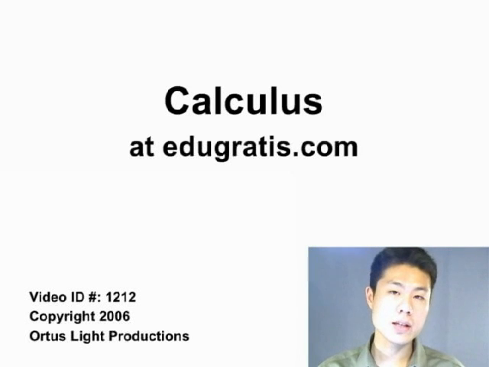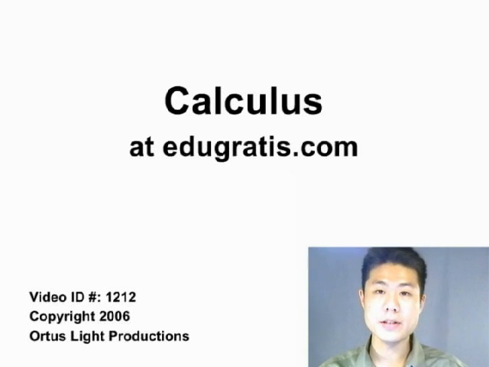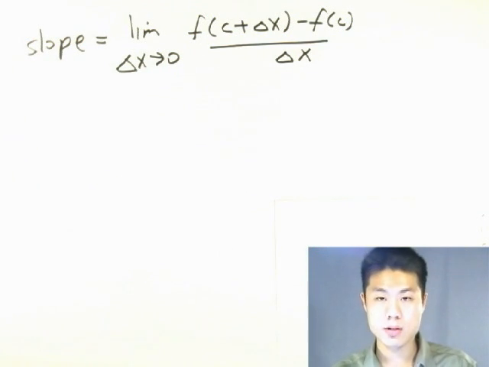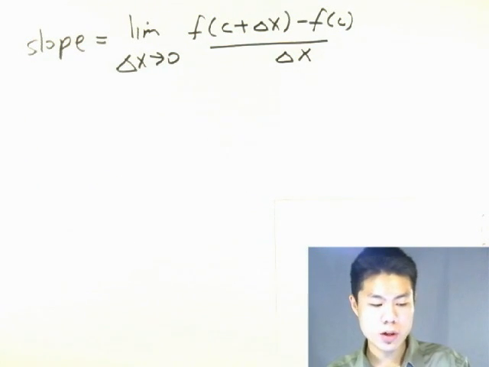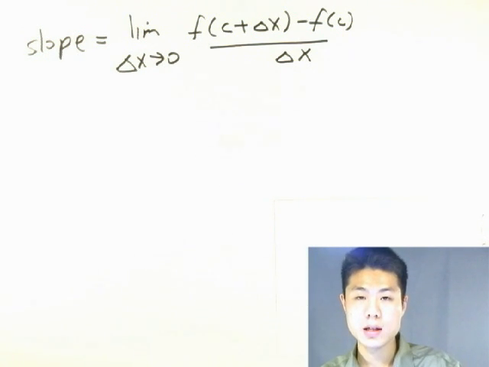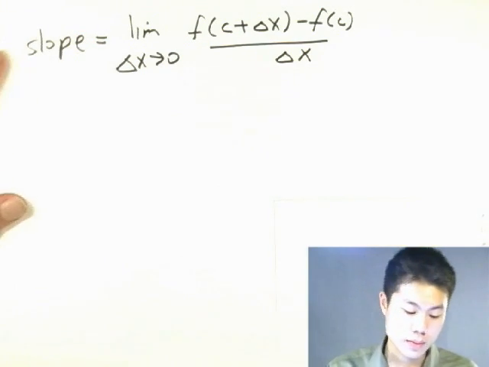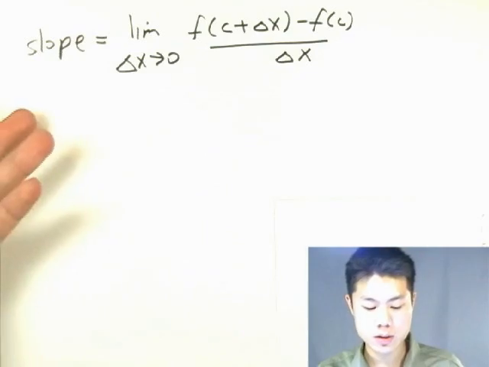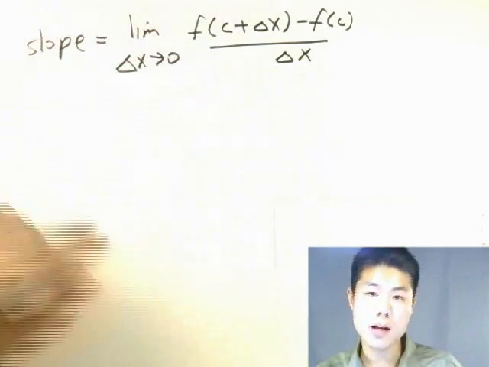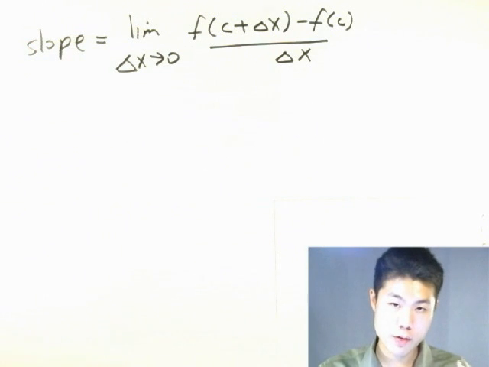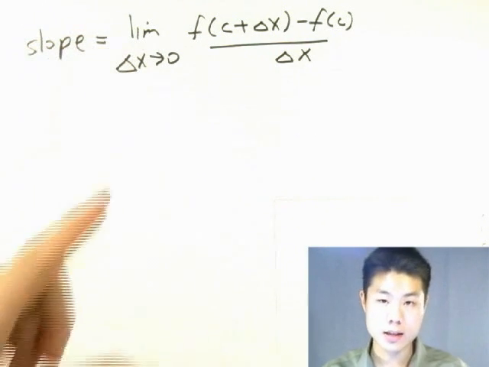So we're now going to use this definition here, the one that we derived in the previous lesson, and we're going to use it to find the slopes of some curves at some given points. As a recap, we found that the slope of a line is equal to the limit of f of c plus delta x minus f of c all over delta x as delta x approaches 0.